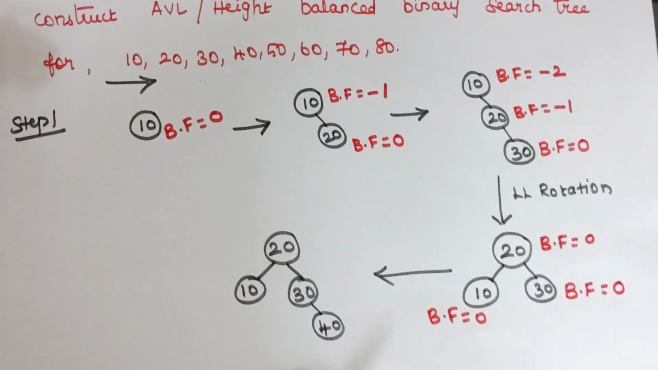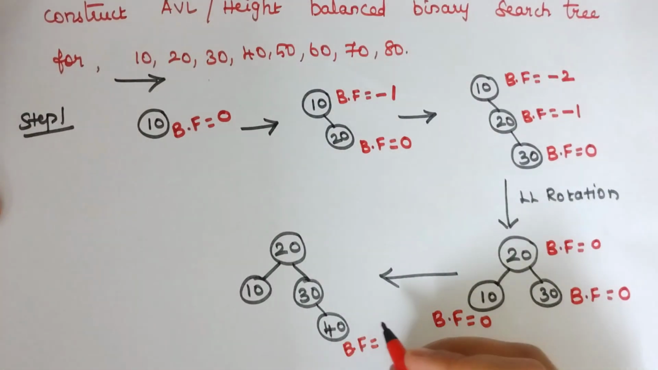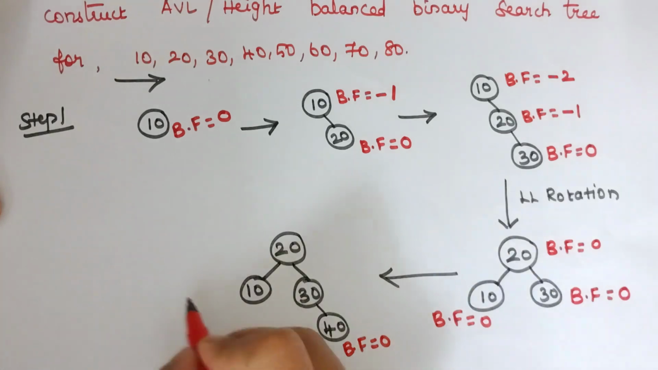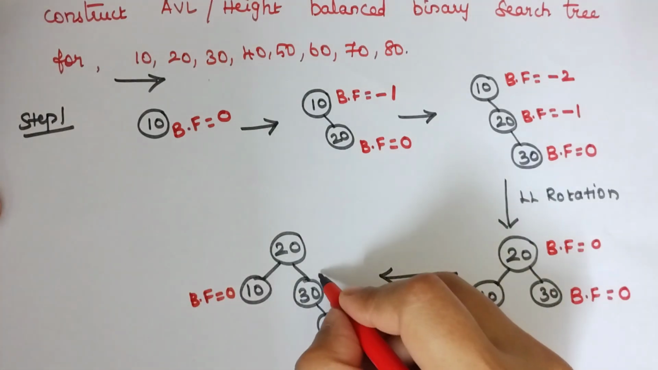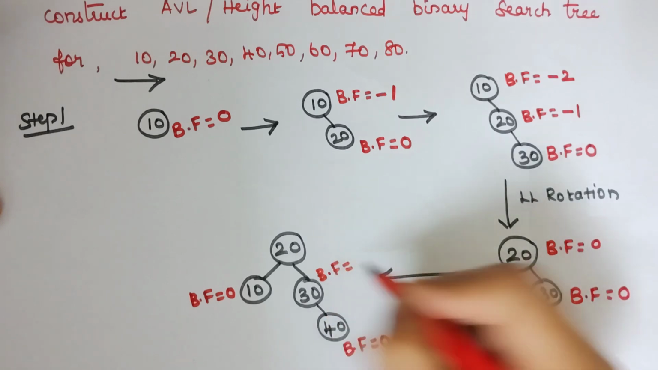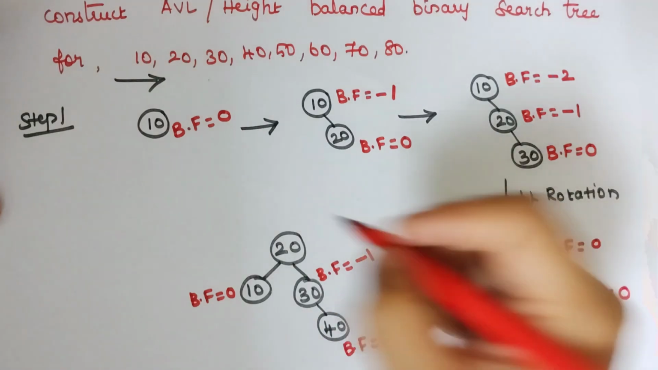Okay. After placing 40, now go for balance factor. What is the balance factor for the 40? It is 0 because leaf node. Again, what is the balance factor of 10? It is 0 because leaf node. Now again coming to the balance factor of 30. What is the balance factor of 30? Height of left subtree minus height of right subtree. Height of left subtree is 0 minus height of right subtree is 1. So 0 minus 1, minus 1.